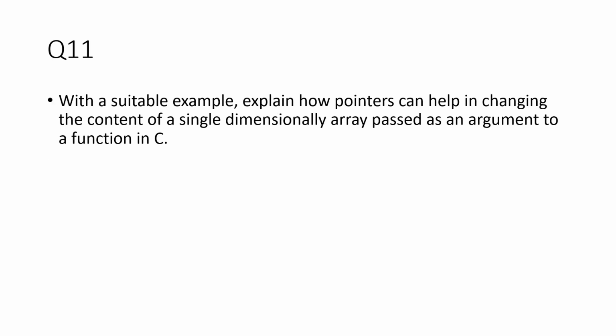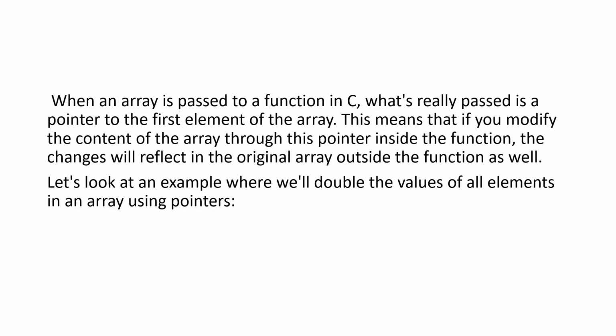With a suitable example, explain how pointers can help in changing the content of a single-dimensional array passed as an argument to a function in C. When an array is passed to a function in C, what is really passed is a pointer to the first element of the array. This means that if you modify the content of the array through this pointer inside the function, the changes will reflect in the original array outside the function as well. Let us look at an example where we will double the values of all the elements in an array using pointers.